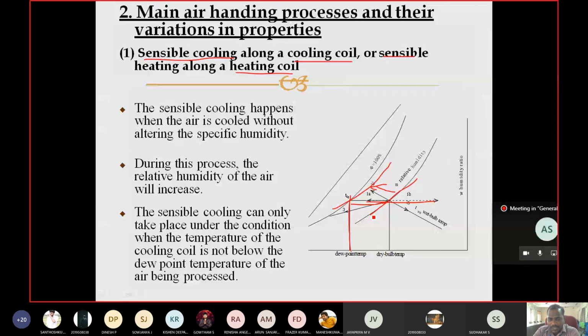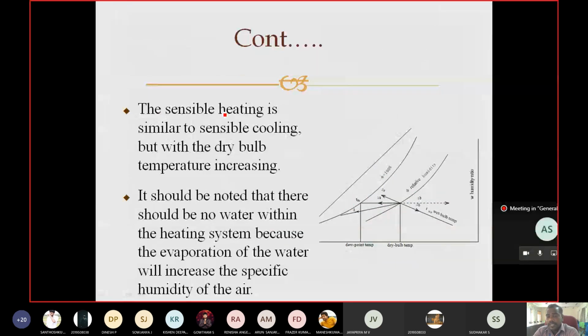Sensible heating is similar to sensible cooling, but with the dry bulb temperature increasing. So we need to increase the dry bulb temperature. Here is the dry bulb temperature, and in the process here, 2TA. If we need to get sensible heating, we need to increase the dry bulb temperature of the air.